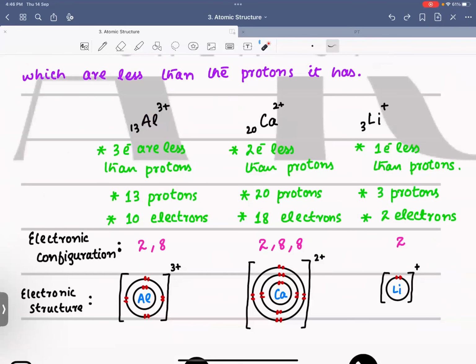So remember, for the electronic structure of ions, we always enclose them in the square brackets and put the charge on the top right of the square bracket. Is this clear? Yes.